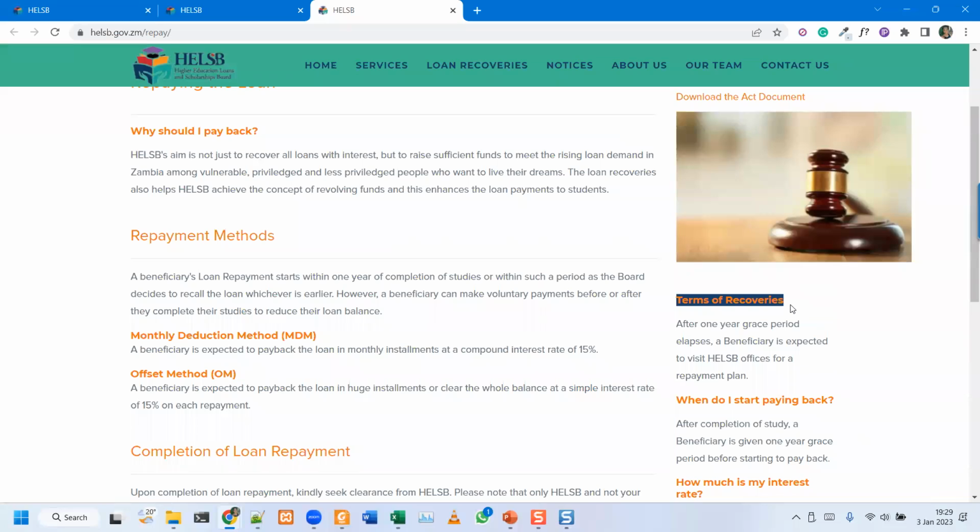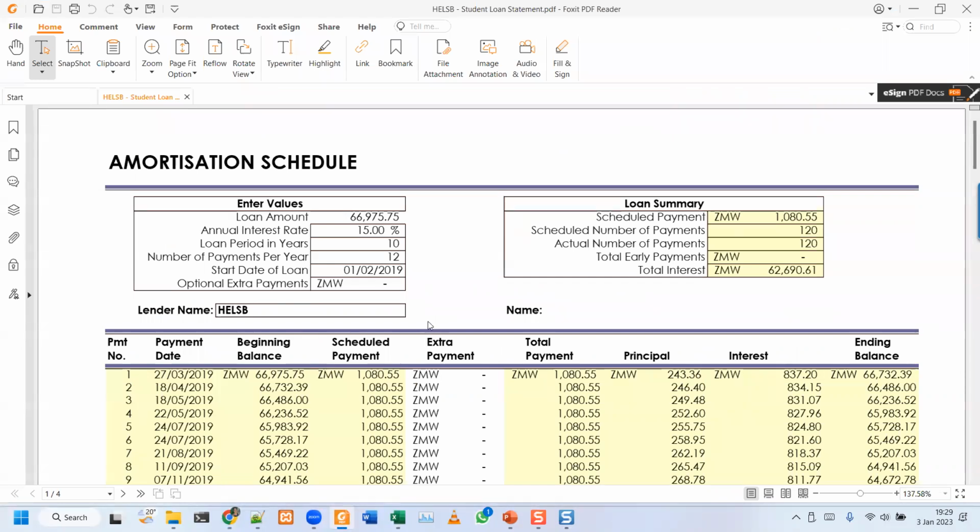They say they give you a 1-year grace period. Basically, I'm assuming this is the time that you are getting yourself together, finding a job, blah, blah, blah, until you are requested. So here, a beneficiary is expected to visit the HELSB offices for a repayment plan. So when you get your degree, you yourself should go back to the offices where you submitted your application letter and seek guidance on your repayment plan. So it could be as simple as getting this schedule 1 year ahead of time, so that you are aware of what it is that you need to get done right off the bat.